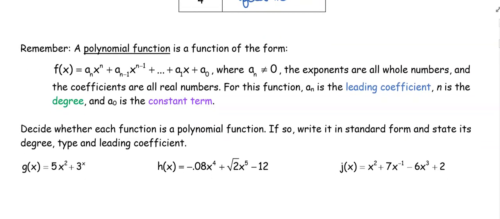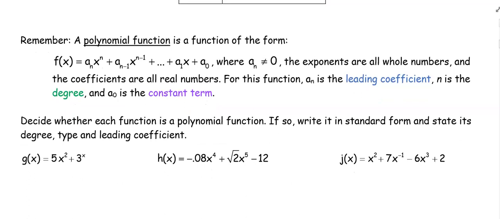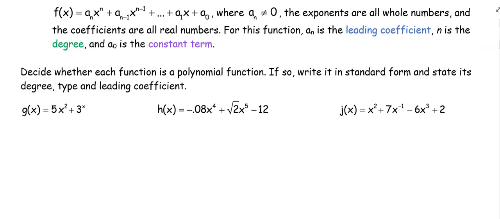Okay, so a reminder about what a polynomial function is. We want to determine if what I gave you is a polynomial function or not. If it is, then we're going to write it in standard form. We're going to state its degree, the type, and the leading coefficient. So as I'm looking through, remember we want to make sure that all of the exponents are whole numbers and that all the coefficients are real numbers.